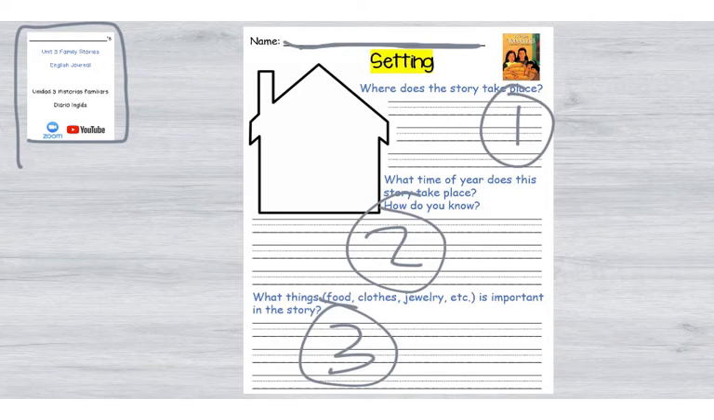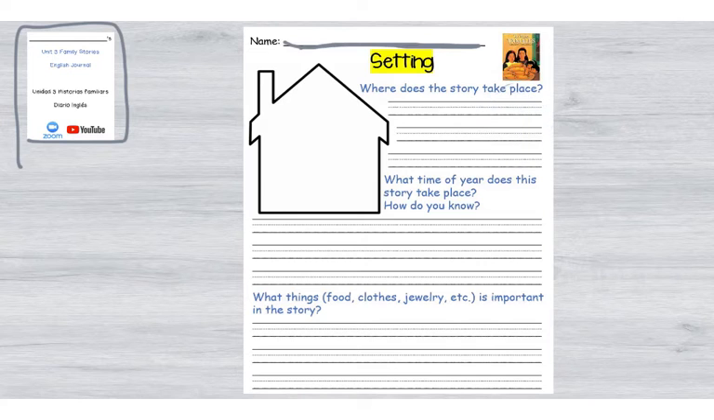So the questions you're going to answer are, where does the story take place? Whose house are they in? I'll give you that hint. And then you're going to write a sentence. They are at blank's house. The next question, what time of year does the story take place?